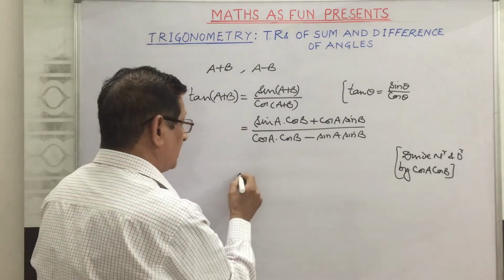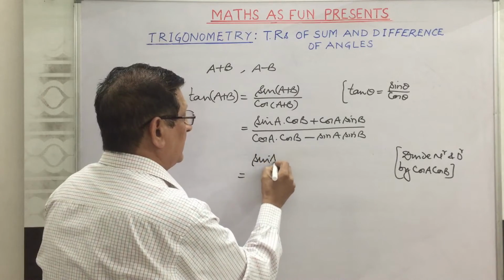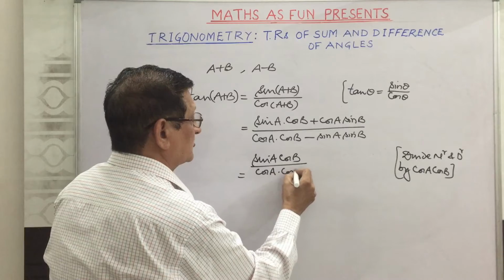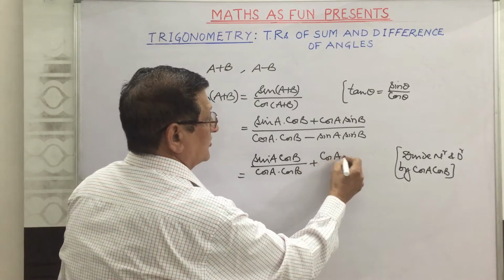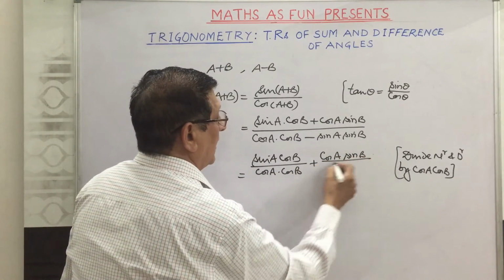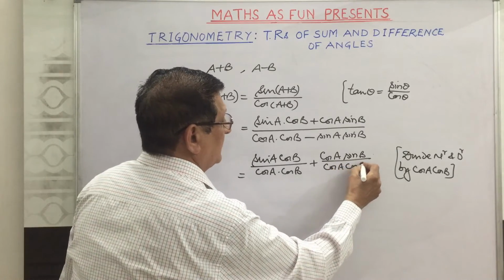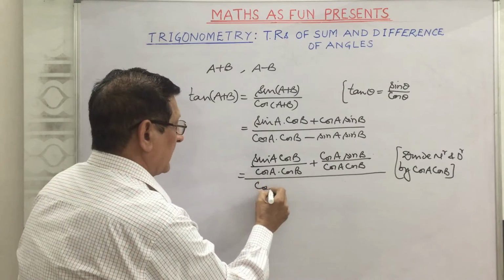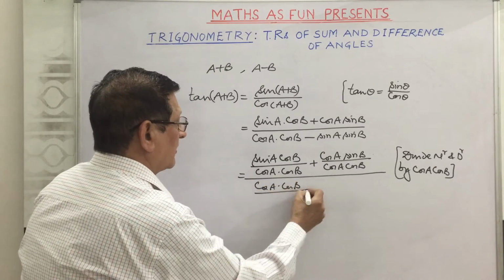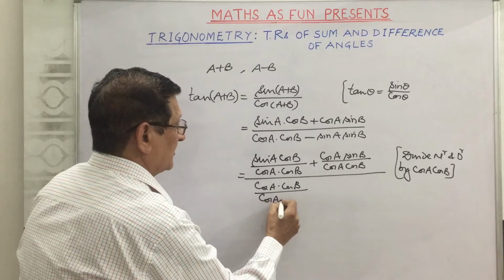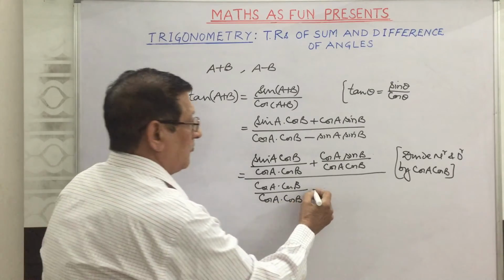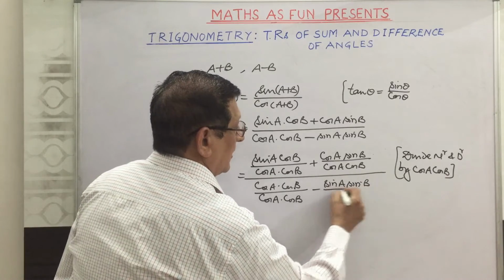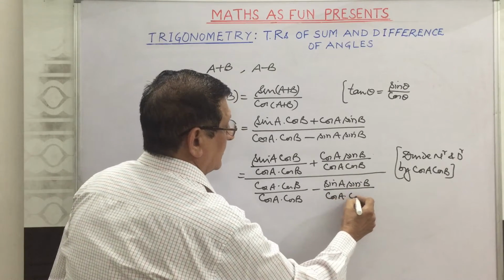And if we divide them, this will be sine A into cos B upon cos A into cos B plus cos A into sin B upon cos A into cos B in the denominator. Cos A into cos B divided by cos A into cos B minus sin A into sin B upon cos A into cos B.